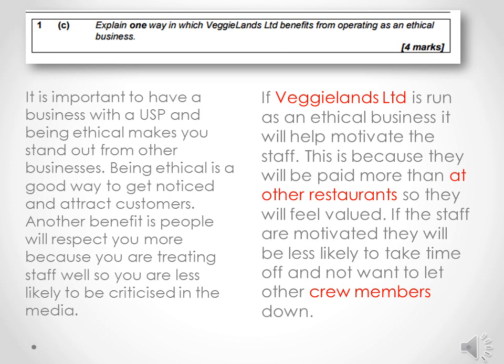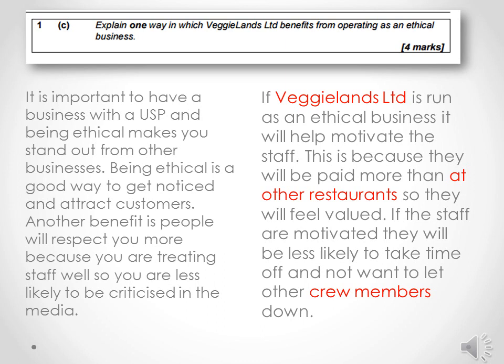With the one on the left, you could apply that to any business. It is so generic. So, for example, it's important to have a business with a USP, and being ethical makes you stand out from other businesses. That could be any business. That could be anything that stands out. It doesn't relate to any of the information that you've been given. Being ethical is a good way to get noticed and attract customers.